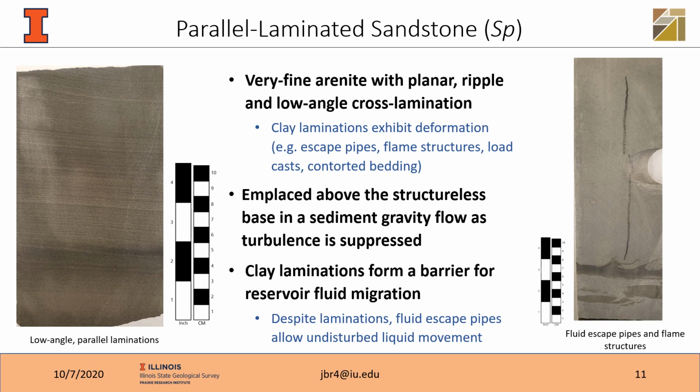The laminated nature of the facies was caused by turbulent suppression, allowing for sufficient laminar behavior that encouraged production of thin laminae. The coarse-grained nature of the facies is ideal for extraction purposes, but the thin laminations can produce a non-negligible barrier for liquid movement. Despite that, the facies does contain several fluid escape pipes, a relatively undisturbed conduit for fluid flow.